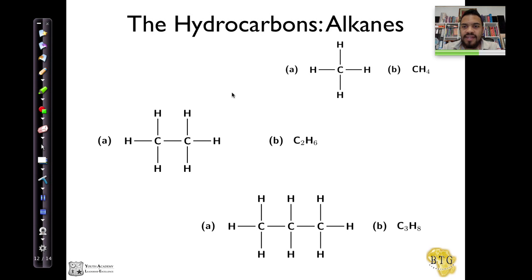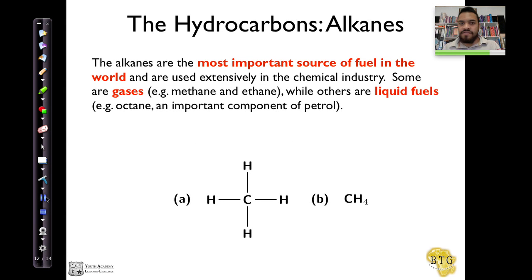So with the alkanes, you can see the first three alkanes that we've already seen. That's methane, this is ethane, and this is propane. Now, here's a fun fact about the alkanes. The most important source of fuel in the world are generally the alkanes, right? And they're used extensively in the chemical industry. Some are gases like methane and ethane, and others are liquid fuel components, for example, octane.